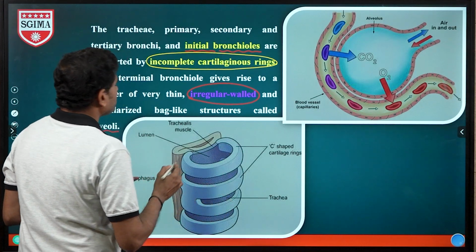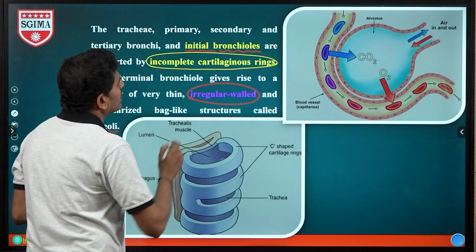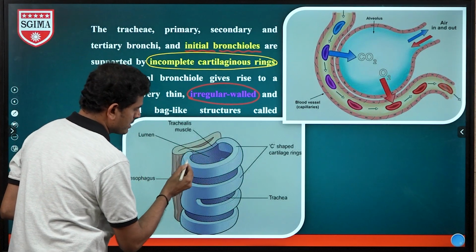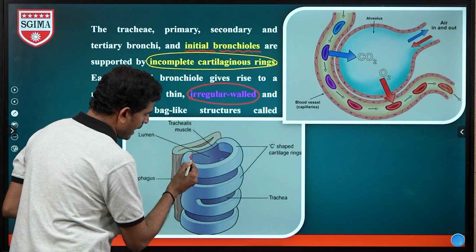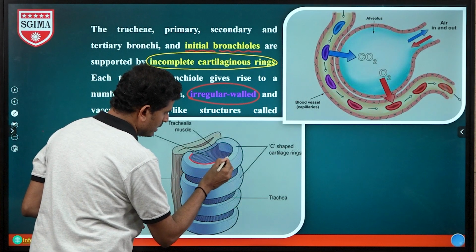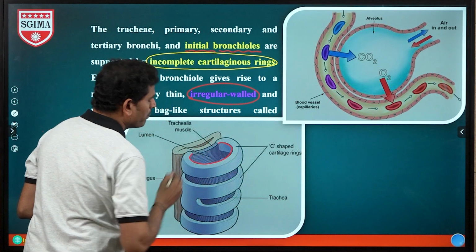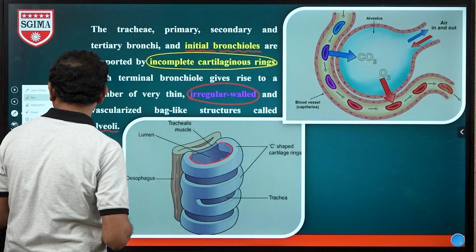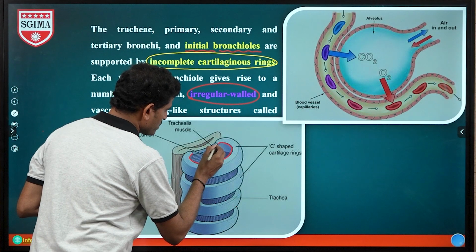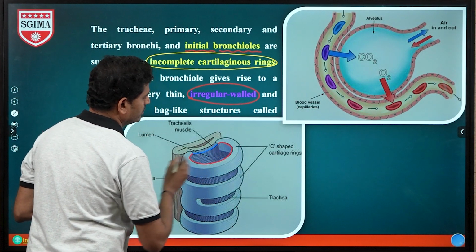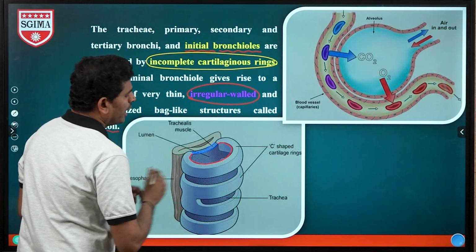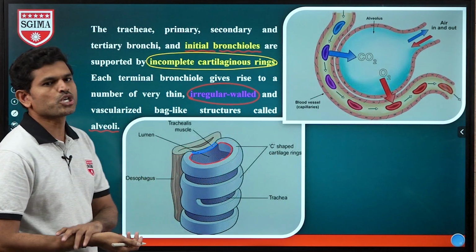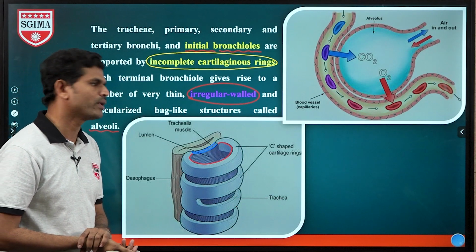Okay. Now what is the arrangement of these incomplete cartilaginous rings? Anteriorly, meaning the ventral side, it is complete, but on the back side, the dorsal side, it is incomplete. So totally this is incomplete here, and only the front side is complete. So why are they C-shaped? That is the main thing we have to discuss here.